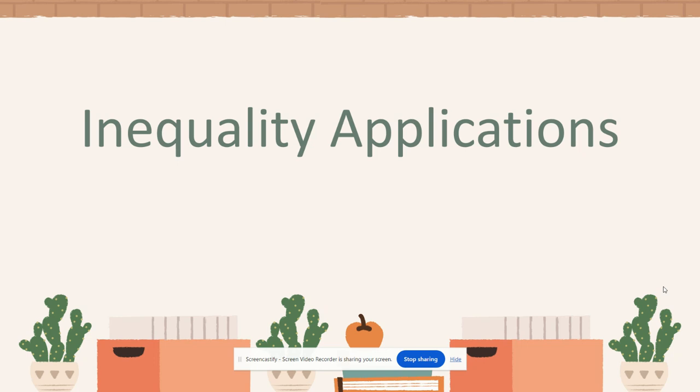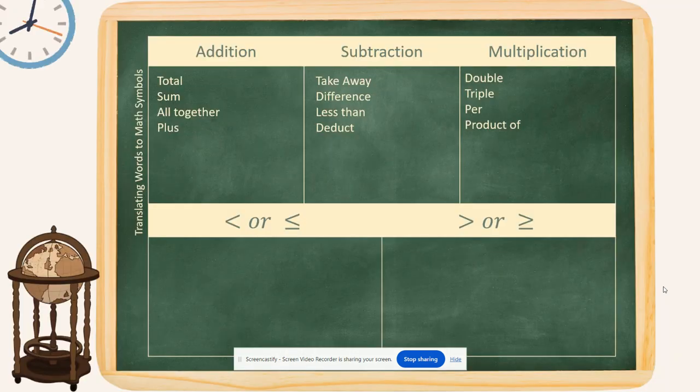Okay, guys, today we're looking at inequality applications. There's some translating words to math symbols that we need to be able to recognize here. For addition, we have total, sum, altogether, and plus. When you see words like that in a word problem, you should know that it's going to be some type of addition problem.